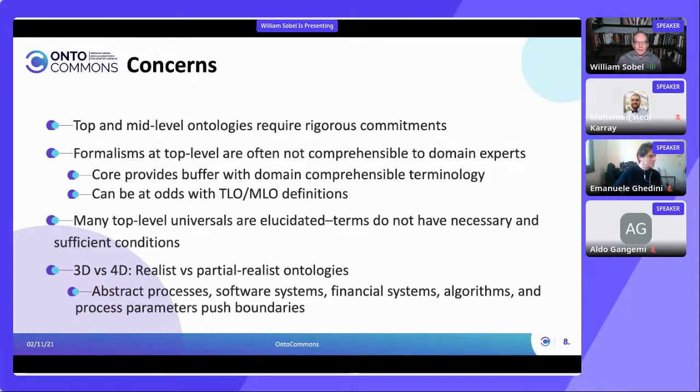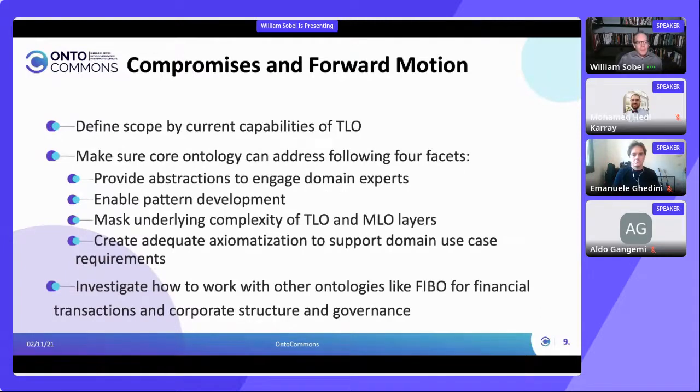And we also will provide some lower level formalisms because a lot of the top level universals are elucidations, which means that they don't have necessary and sufficient conditions. So we want to add additional axiomatic constraints in there. And we also need to deal with some of the 3D versus 4D, realist versus partial realist, which BFO is a realist ontology. We need to get into things like abstract processes, software systems, financial systems, algorithms, and process parameters, which really sort of push the boundary of realist. So we're trying to figure out how to model that within core so that we can create some of these higher level abstractions to be able to provide the building blocks for our domains to function efficiently.